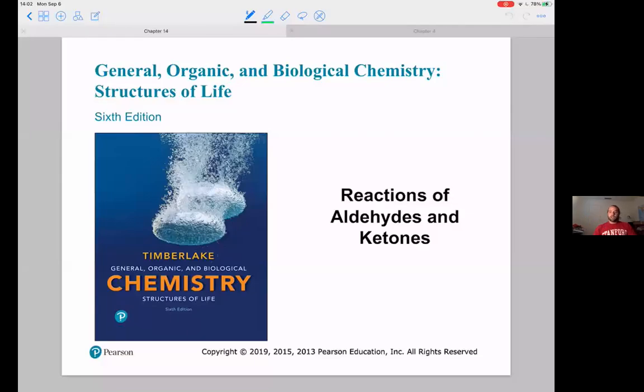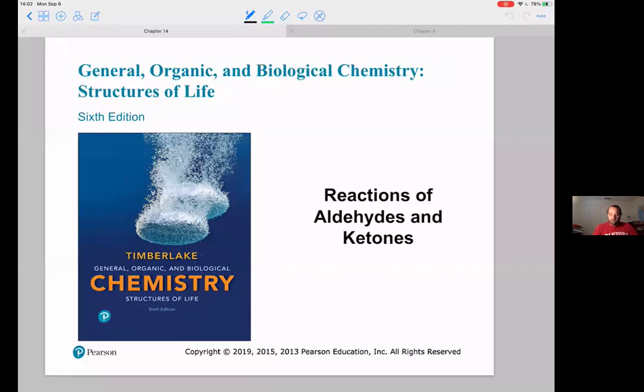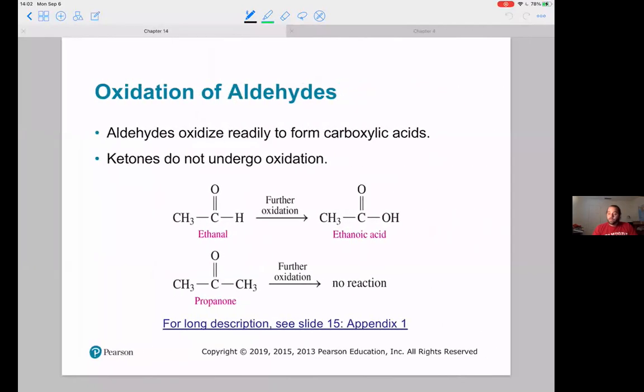All right, so now let's talk about reactions of ketones and aldehydes. The first one is actually one that we've already discussed before, and that's oxidation. I'm sorry, not aldehydes, alcohols, right? We learned that a primary alcohol could be oxidized to an aldehyde, and then that could go one more round of oxidation to a carboxylic acid.